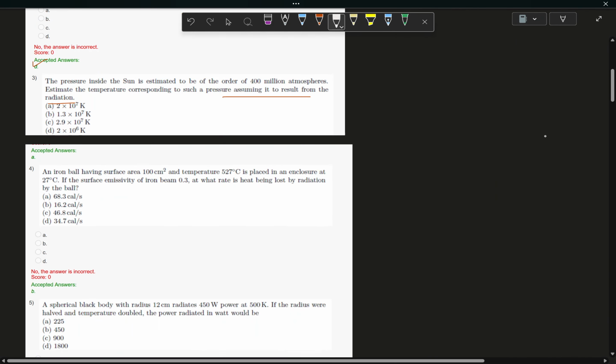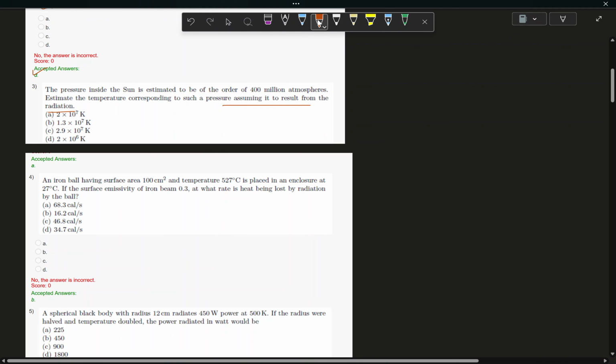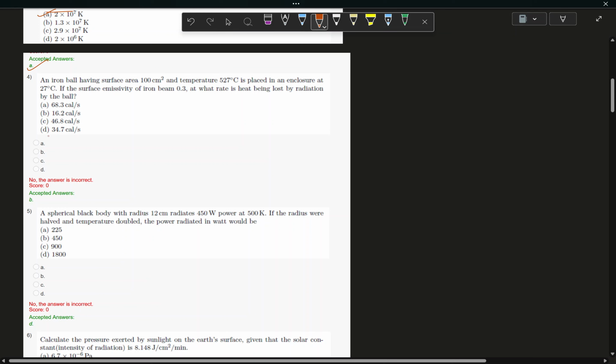So with this we also solve question number 3, and the correct answer we get is 2 into 10 to the power 7, which is also the accepted answer. Okay, so this is also covered. Then we'll see what question number 4 is asking us to do.